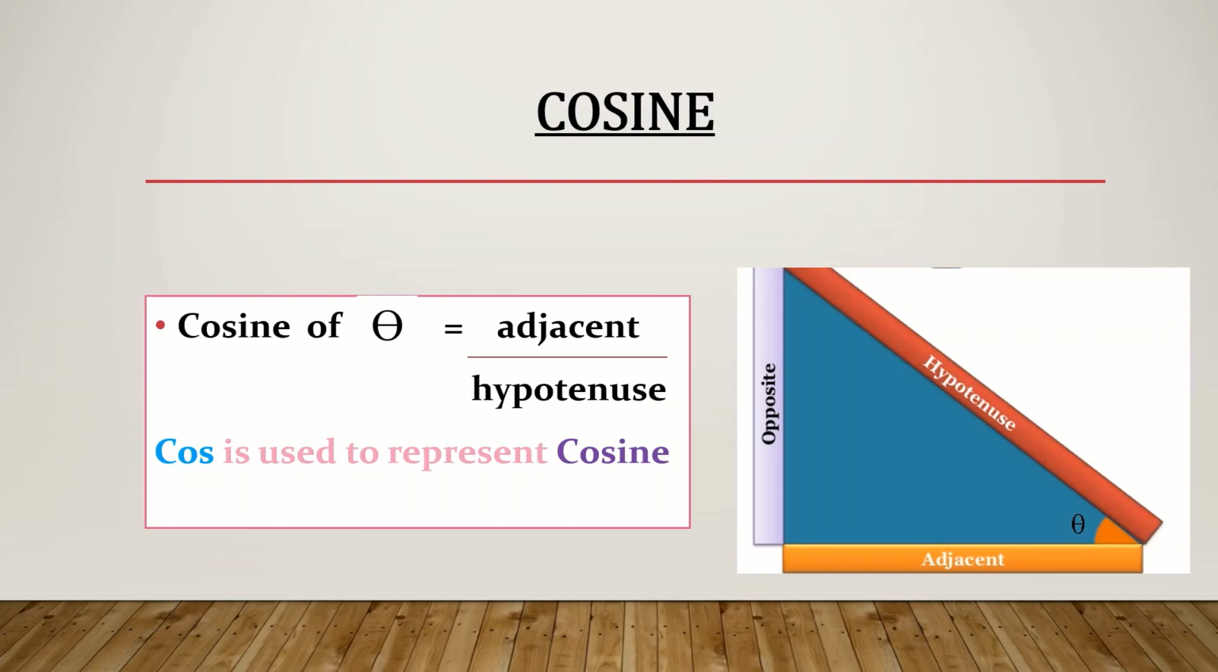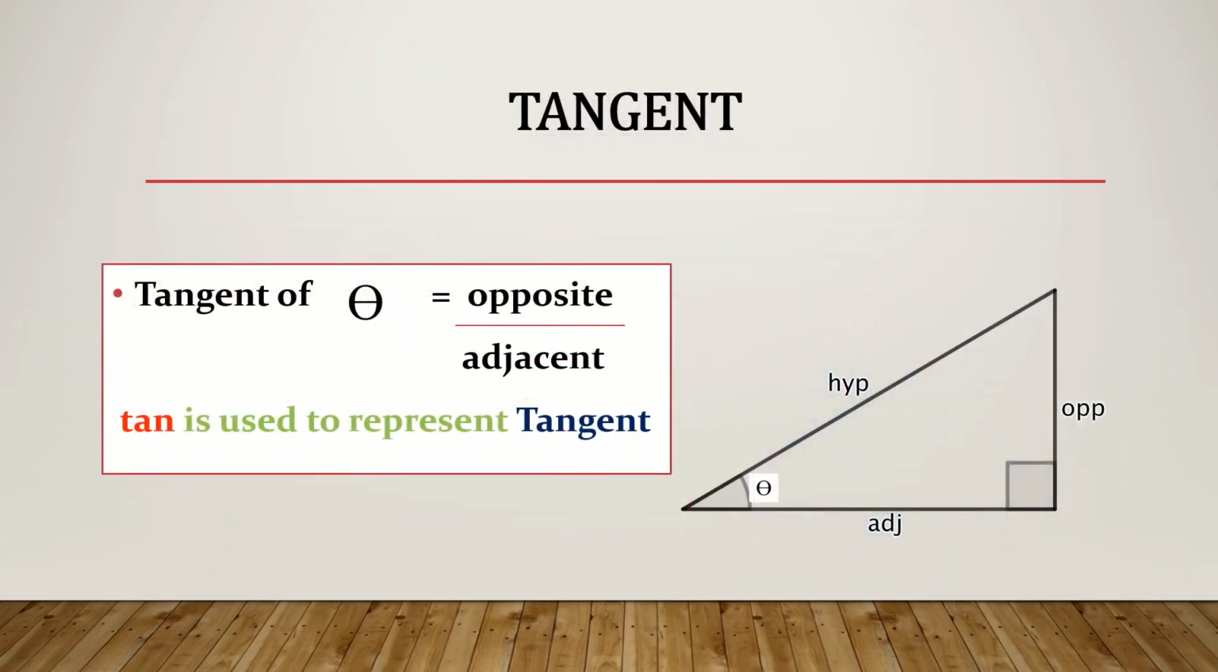Cosine. Cosine is the second trigonometric ratio. Cosine of angle theta is defined as the adjacent side divided by its hypotenuse. Cos is used to represent the cosine of angle theta. Tangent. Tangent is the third trigonometric ratio. Tangent of angle theta is defined as the opposite side divided by its adjacent side. Tan is used to represent the tangent.